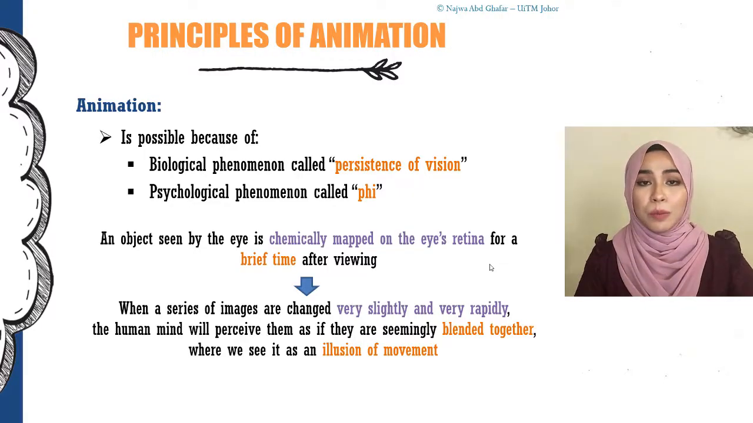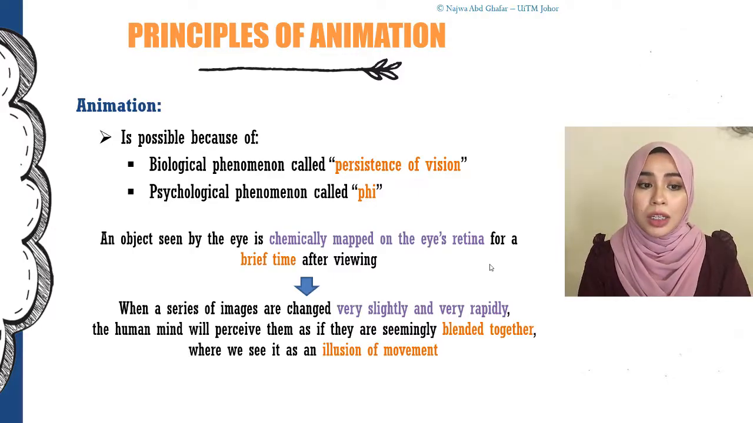So how does animation work? It all depends on the principles of animation. Animation is possible because of a biological phenomenon called persistence of vision and also a psychological phenomenon called phi. How it works is that an object seen by the eye is chemically mapped on the eye's retina for a brief time after viewing.